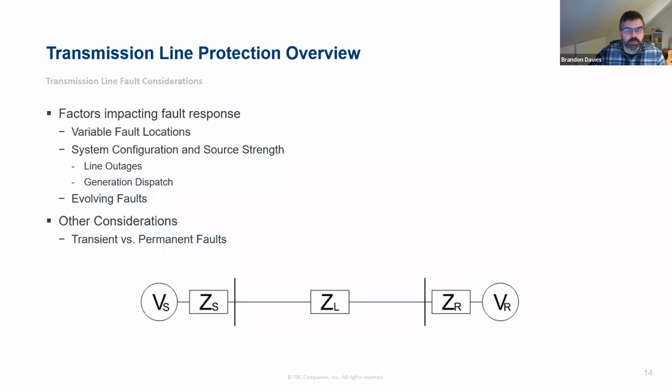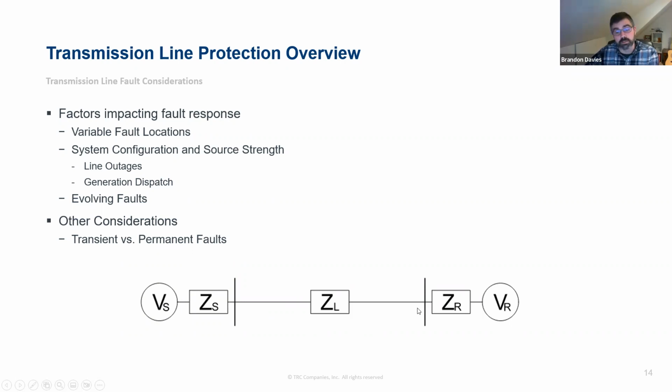Okay, so now that we know that faults can happen, what's unique about transmission lines and what drives the electrical fault response for a transmission line? One of the things we have with the transmission system is variable fault locations. This ZL here represents an impedance. This might be distributed over tens or even 100 or more miles, and the fault can happen anywhere on it. So if a fault is close in, you're going to have a different fault response than if it's halfway through the line or towards the remote end of a line.